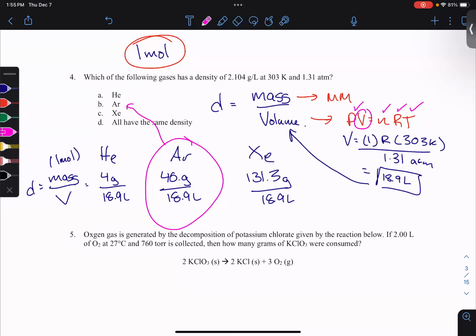Okay, great. Any questions about that? So that's with densities. With densities, a lot of the trick is getting started. Just make the assumption, let's start with 1 mole of gas.